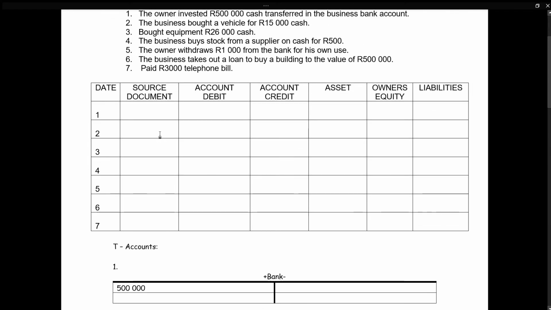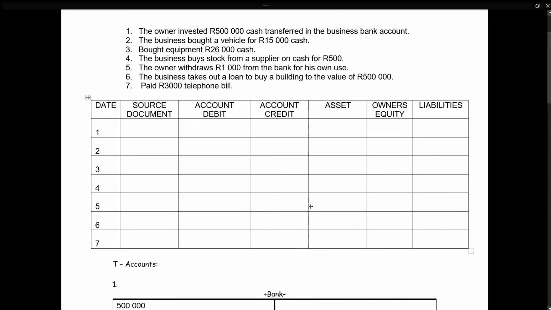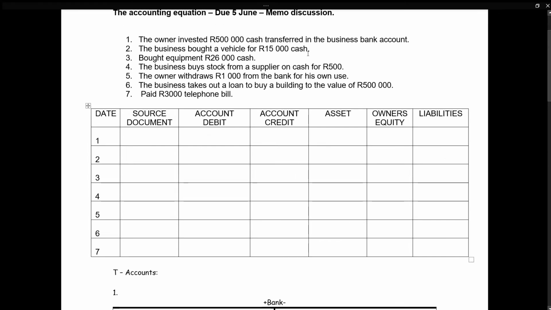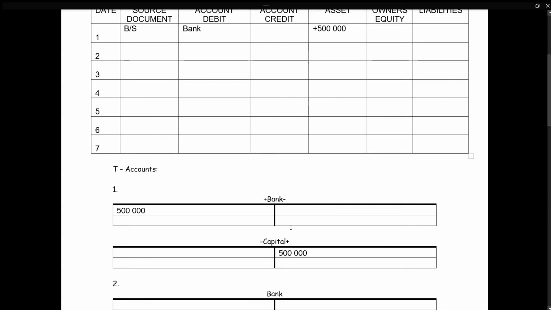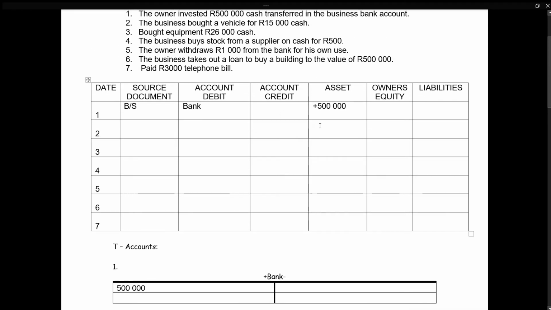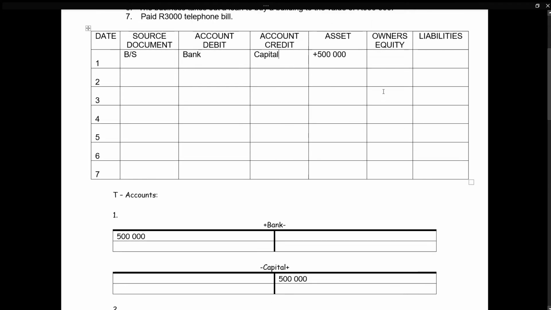Right, so in our accounting equation, when we do something like this, the owner invested cash transferred in the business bank account. It is most likely a direct transfer, therefore your source document should be bank statement. Account being debited, we saw just here, it will be your bank account. Bank is classified as an asset, therefore my assets will increase with 500,000 Rand. Account being credited will be capital, and capital will always have a positive influence on your owner's equity. Remember what I just told you.